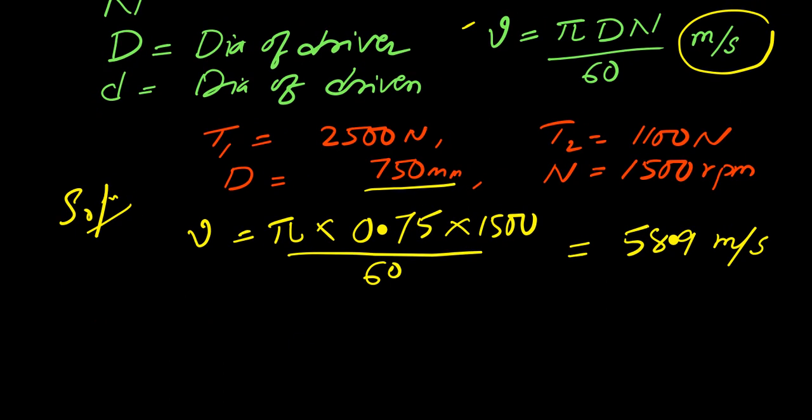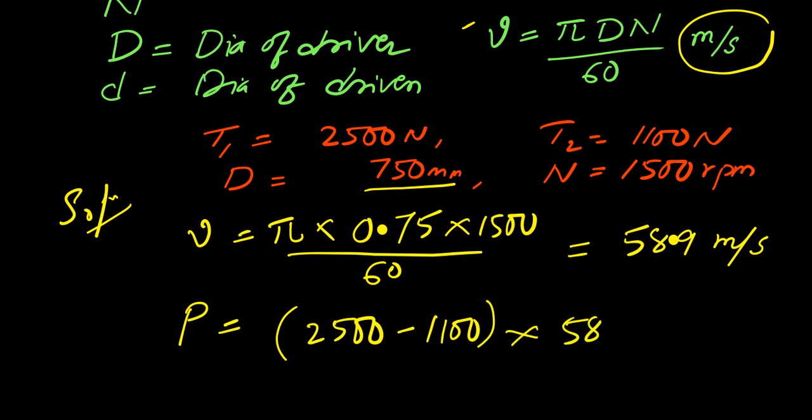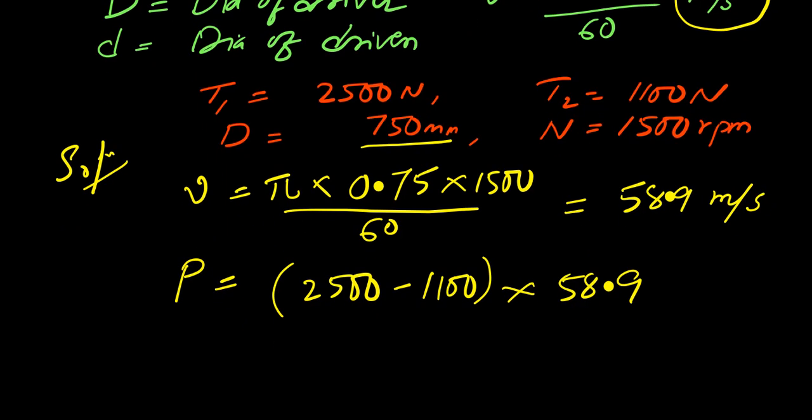Now we have to calculate the power transmitted by the belt drive. P is equal to T1 minus T2, that is 2500 minus 1100, into 58.9. Now just make this calculation, and here we got 82,460. See, both the tensions are in Newton and the velocity is in meter per second, so the unit is Newton meter per second.